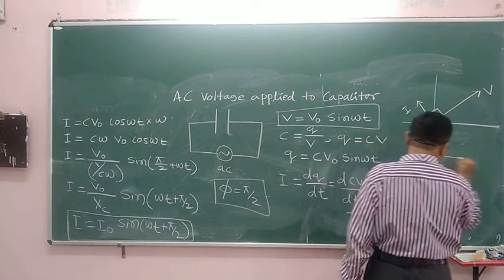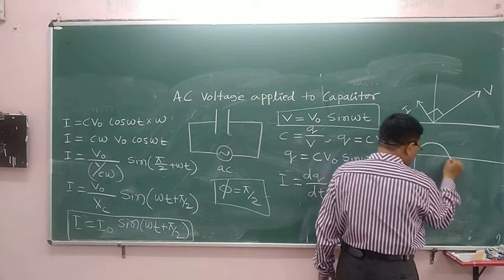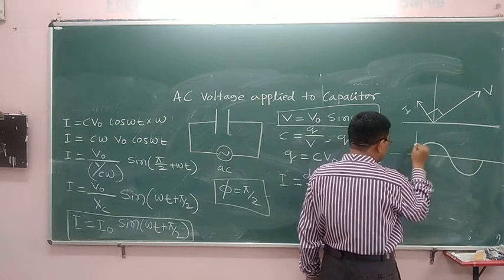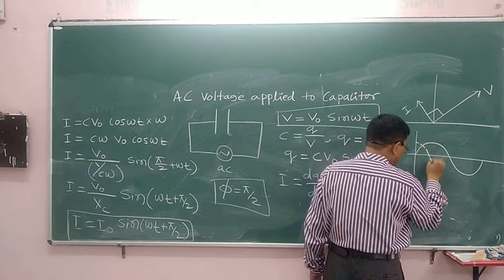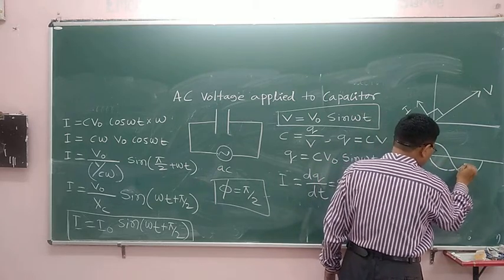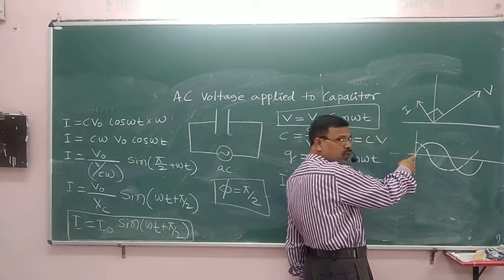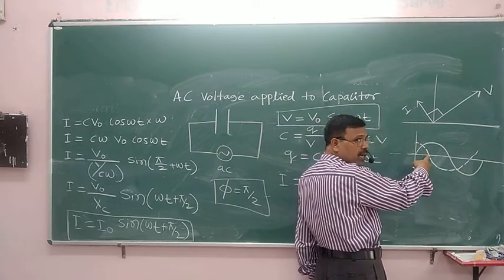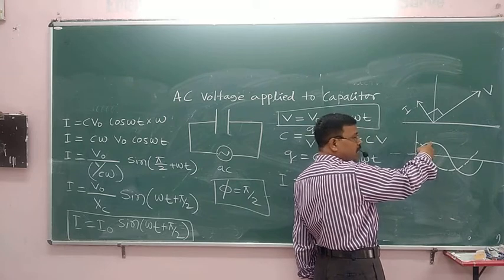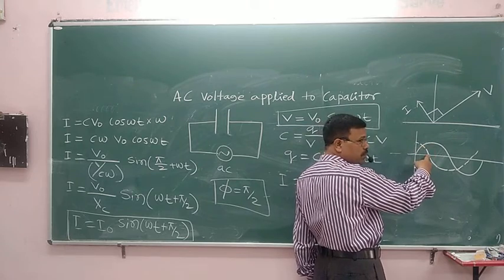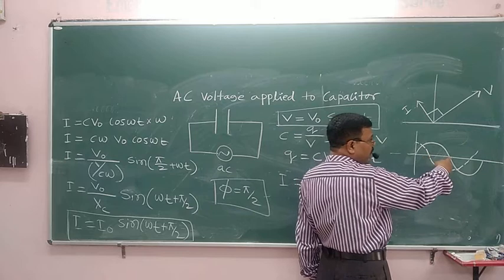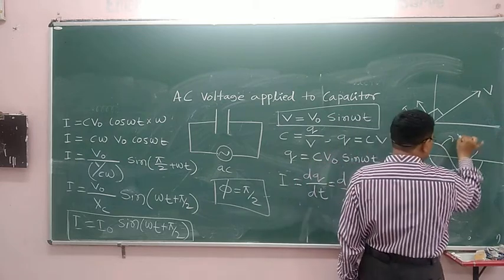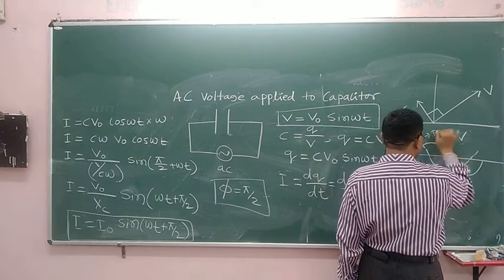And how do we show it in the waveform? This is the voltage wave, and this is the current wave. Where the voltage is 0, at that time the current is maximum. Where the voltage is maximum, the current is 0. So this is a voltage wave and this is a current wave.